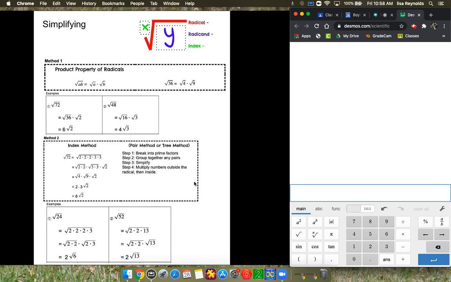So simplifying radicals, first thing we need to understand is what a radical is. So up here at the top of the page, we have radicals. So this symbol that we have is what we call our radical. So the radical is the symbol.